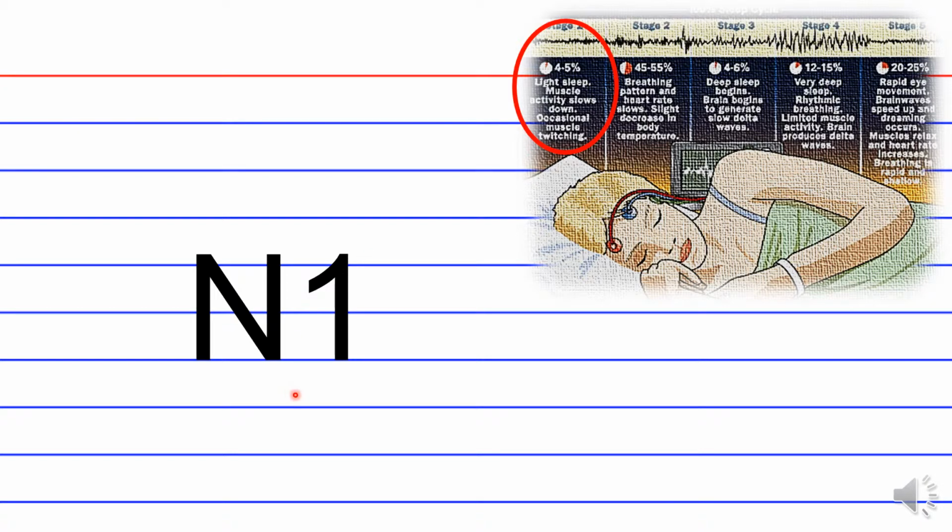All right, that would be the N1 stage of sleep. And the EEG that you see right here represents the N1 stage of sleep, and we spend 4 to 5% of our time in this type of sleep. It's also known as light sleep. Okay, so you can be awakened from it relatively easily compared to the other stages.